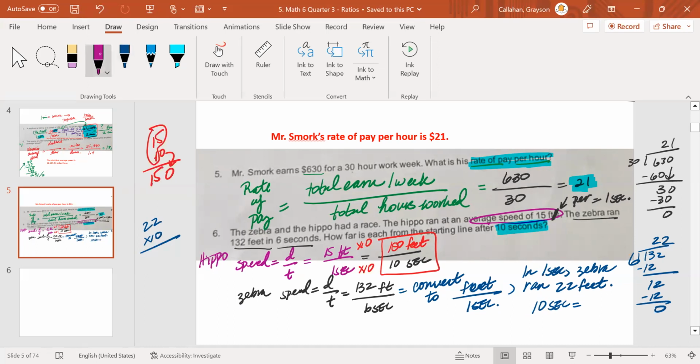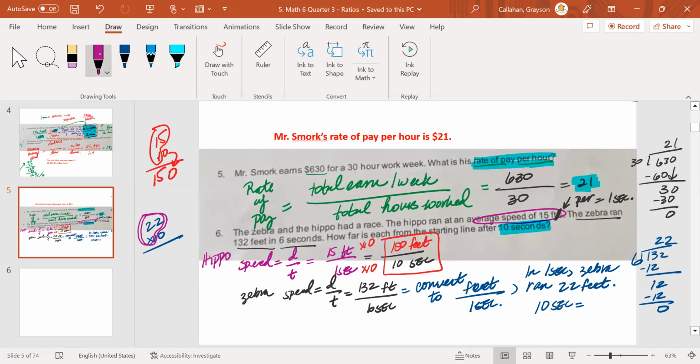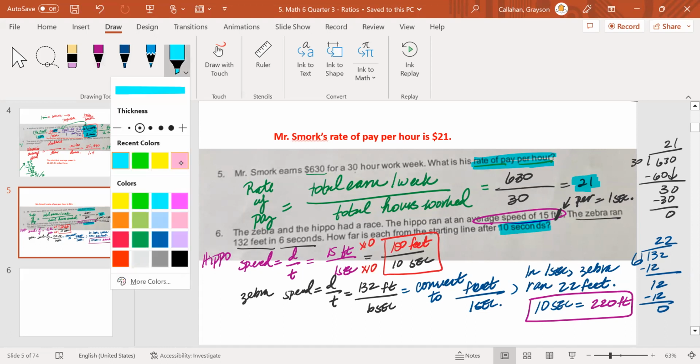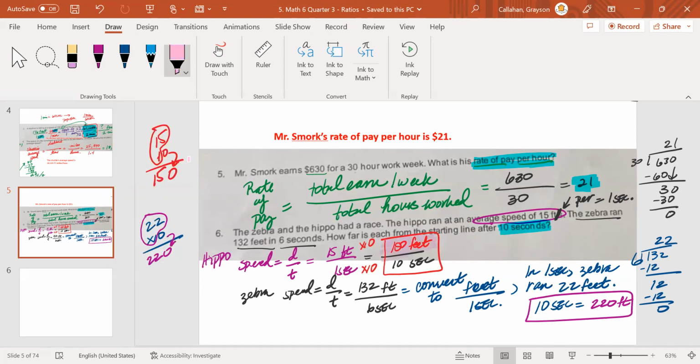And again, you do exactly the same thing. 1 times 22 is 22. Do you see the 0 there? You put it down. So in 10 seconds, he ran 220 feet, and that's the zebra. So this right here is the hippo. This right here is the zebra.